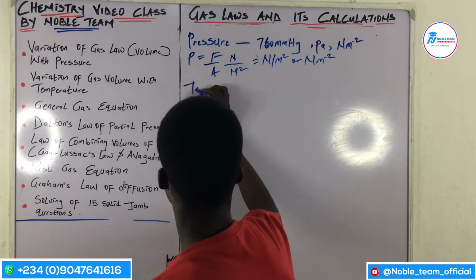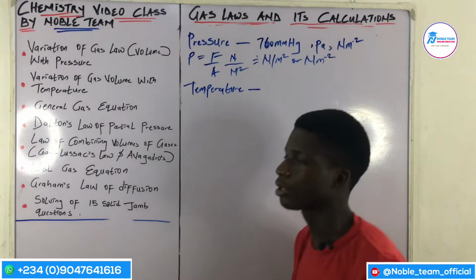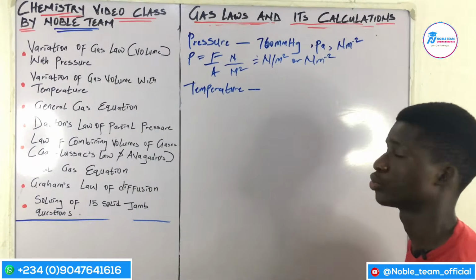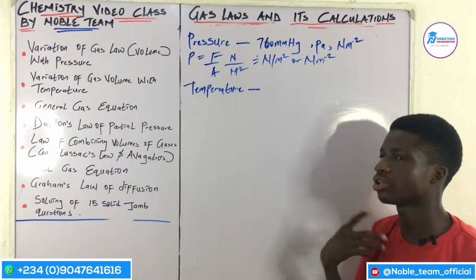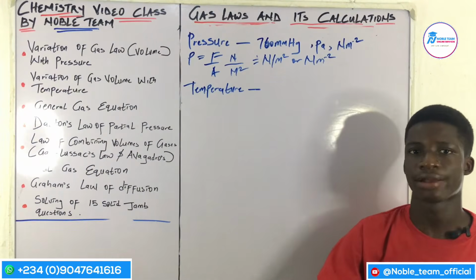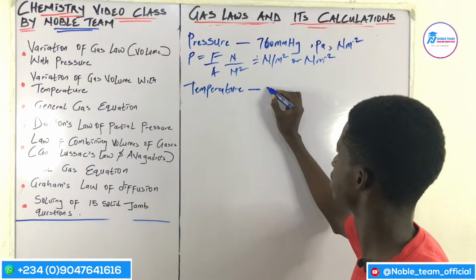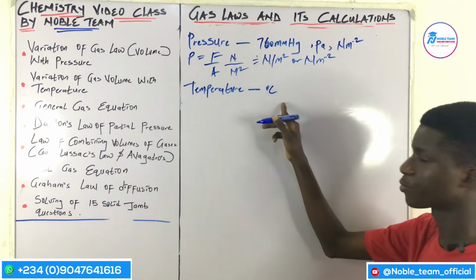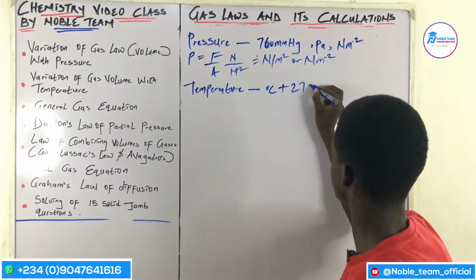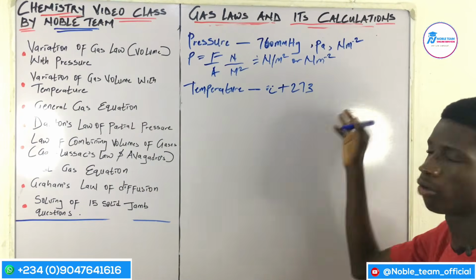Now the next one is temperature. Before we talk about temperature at STP, take note that the main SI unit of temperature is Kelvin. So in any question that you are solving and you have it in Celsius, you have to convert it to Kelvin. Converting to Kelvin simply means degrees Celsius, which is the option given to you, plus 273. Anything that you are given, you add it to 273, and you have converted it to Kelvin.